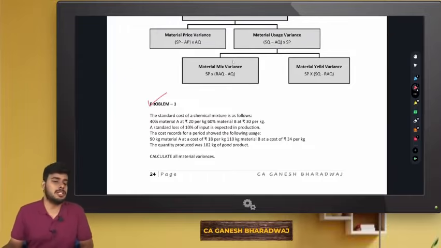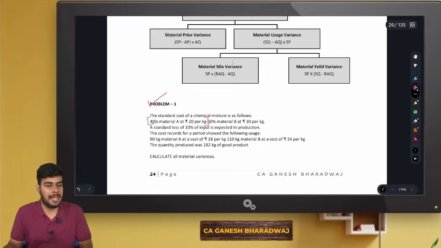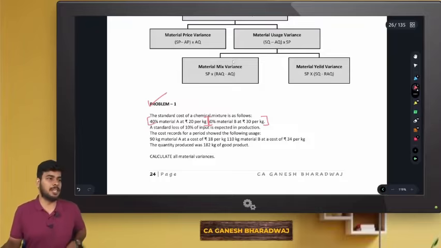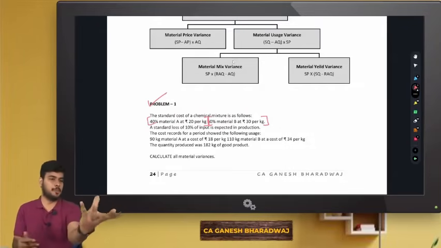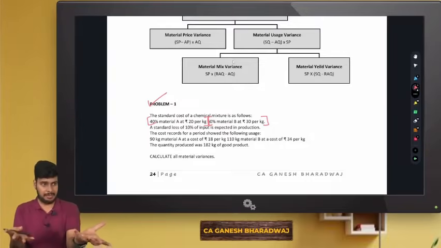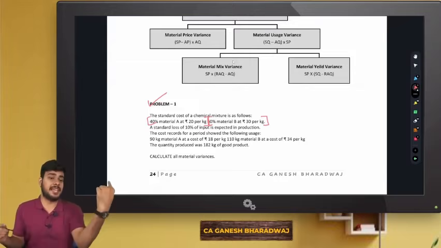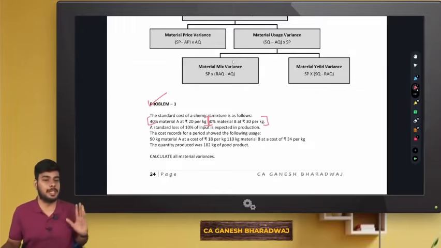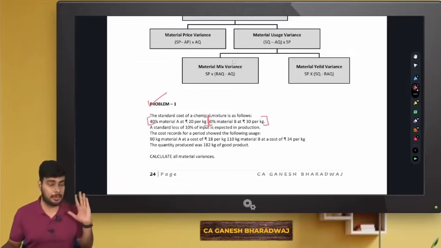The standard cost of a chemical mixture is as follows. The material: 40% material A at rupees 20 per kg, and 60% material B at rupees 30 per kg. What they are saying is that inside your output, 40% of the material will come from A and 60% will come from B. Every kg of A you should buy at 20 rupees, every kg of B you should buy at 30. Standard or actual? Should means standard. Are you clear with this?